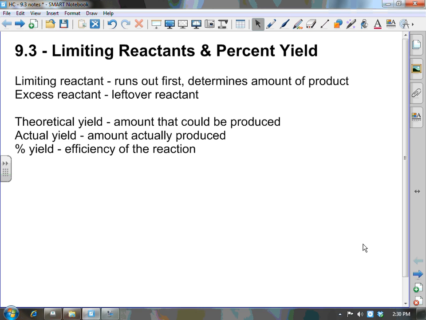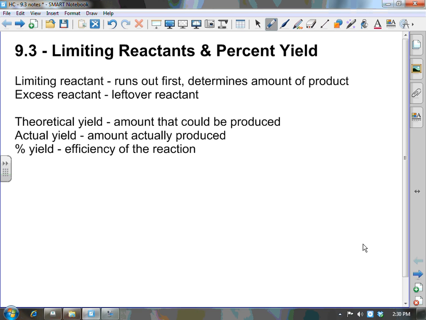So if we're given a situation, we've got to be able to identify which chemical runs out first, and then from that helps us to determine a whole bunch of other things. Second thing we're going to talk about is percent yield, which basically leads to how efficient a reaction is. Okay, and is it a good reaction or not in terms of what's produced?